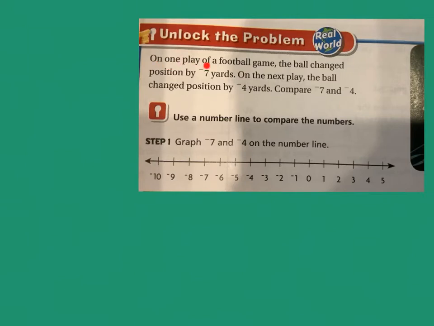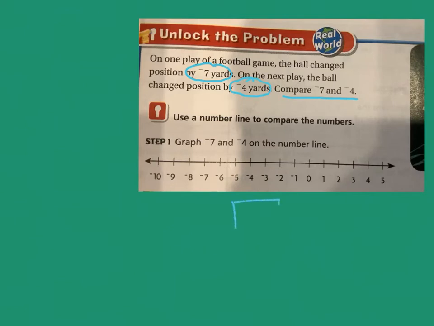So we'll read it. On one play of the football game, the ball changed position by -7 yards, a loss of 7, right? On the next play, the ball changed position by -4 yards, a loss of 4. Well, let's compare -7 and -4. So let's underline what they want us to do. They want us to compare -7 and -4, which is greater, which is less. Let's circle the information we are given. We are given the ball changed position by -7 yards, so they lost 7 yards. And it also changed position by -4 yards, or lost 4 yards.